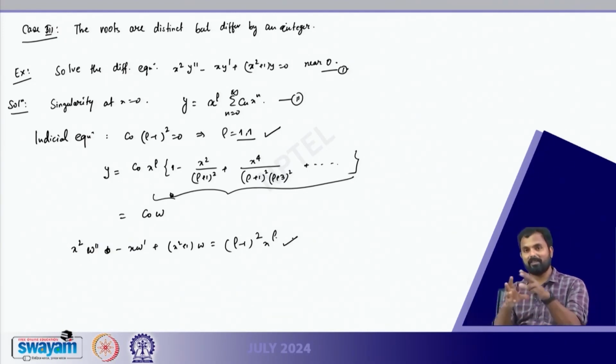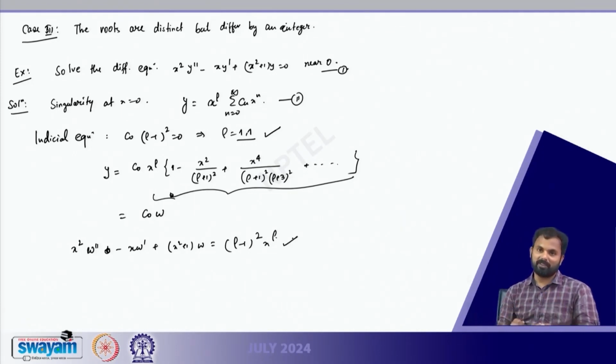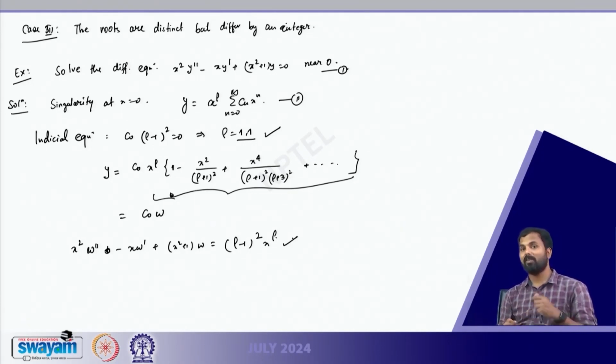But nevertheless, there is a nice flow chart, I would say. You identify the singular point, then you take that expression, then you put that expression, then you get the indicial equation. Now you know the roots of the indicial equation, and depending upon whether the roots are distinct, not differing by an integer, or equal, you have 2 particular methods.